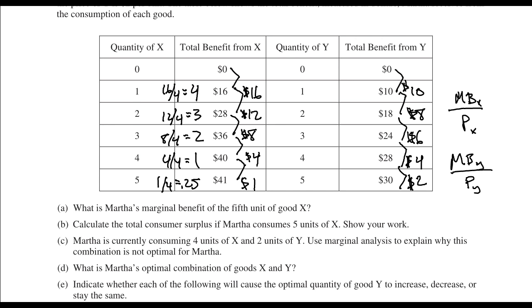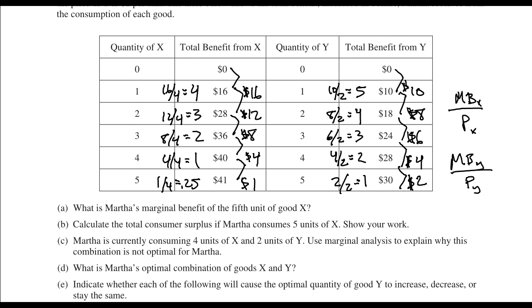But anyway, over here it'd be 10 over 2 because the price is only 2, so the marginal benefit for $1 is 5. 8 over 2 equals 4. 6 over 2 equals 3. 4 over 2 equals 2, and 2 over 2 equals 1, and we probably wouldn't buy anything more than 5 because we're probably going to have a marginal utility of less than $2 for the next one.